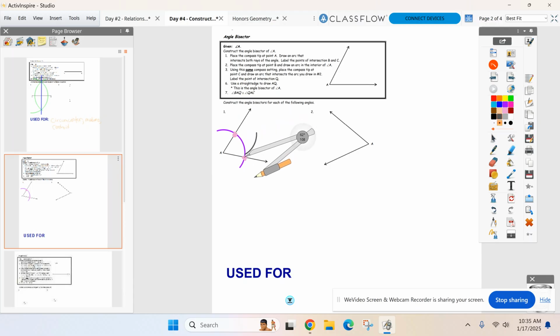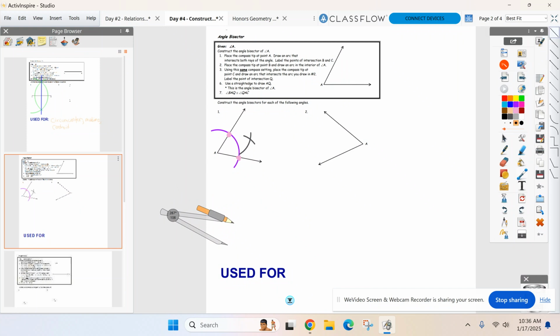And we go to the other point of intersection and make a second arc. Make sure the last 2 intersect each other. We do not care if it intersects the first or not. The first arc is drawn so you can get points of intersection. That's it. And then once you have the little fireworks going, you can line up your straight edge, throw in your angle bisector.